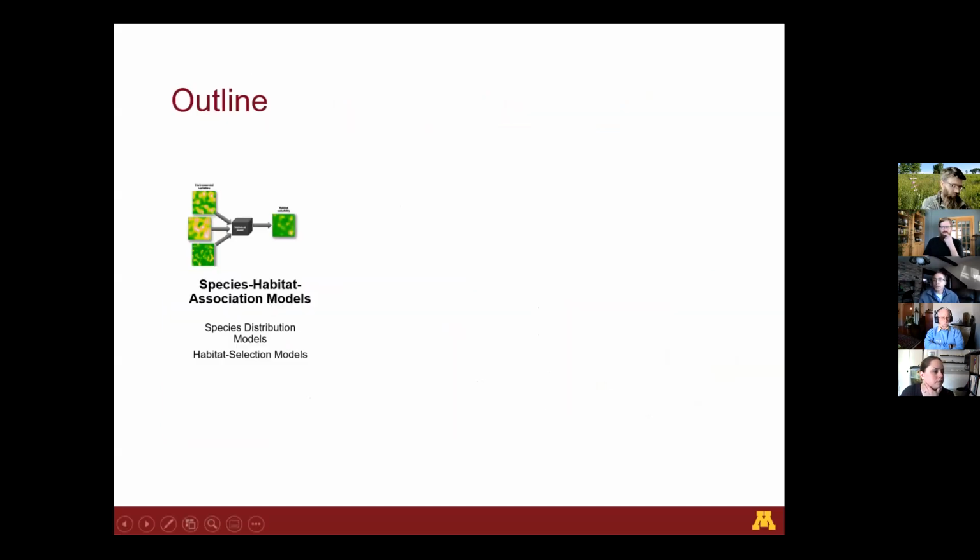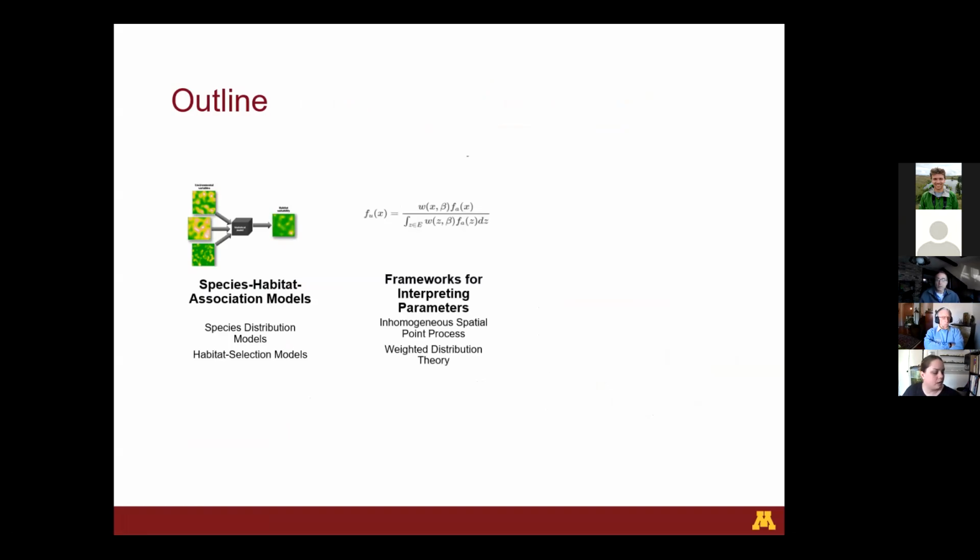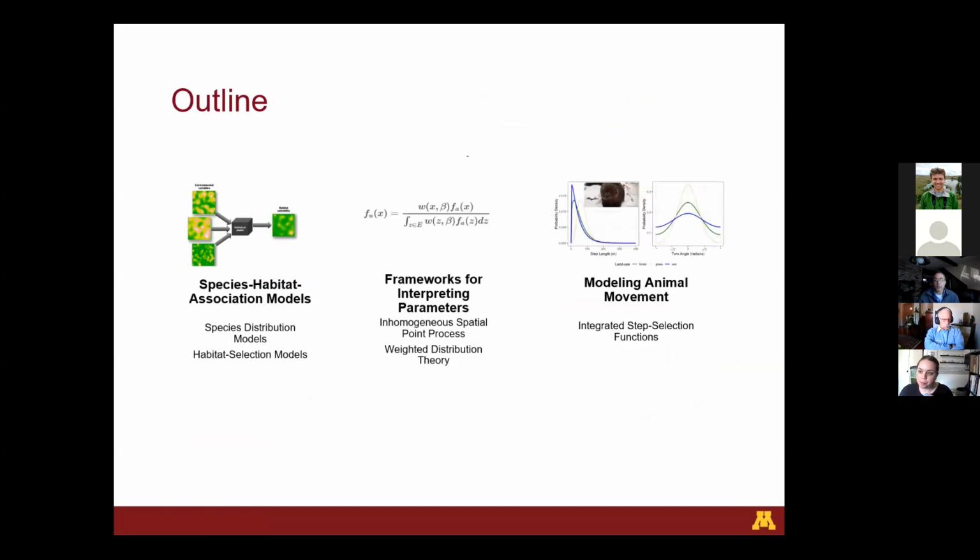There we go. Okay, so to give a little outline of what I'm going to be talking about today, I'm going to start with just describing what I mean by species habitat association models, and I'll talk about two different contexts in which these are applied: species distribution models and habitat selection models. From there, I will discuss some different frameworks for interpreting parameters in these models, and this is going to highlight a recent paper that we just had accepted in Journal of Animal Ecology. I'll transition then to thinking about how do we incorporate animal movement into these sorts of models, and then end with a discussion of opportunities for future research.